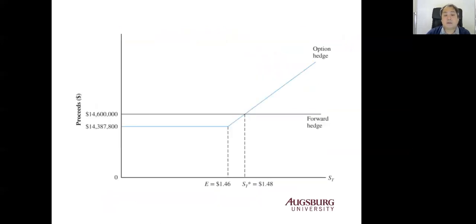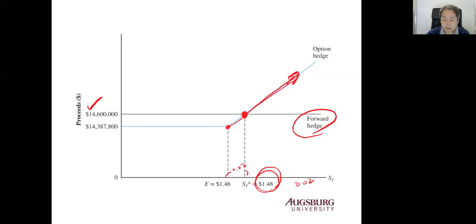If you look at this graph, you can clearly see the benefit of the option hedge and also the cost. The forward hedge is simply flat, as if you sold the forward contract like this. However, with the option, after the exercise price you will get benefit. After the break-even point, which is $1.48, because the 2 cents is the cost of the option, if the spot price hits $1.48, then you start to make money.